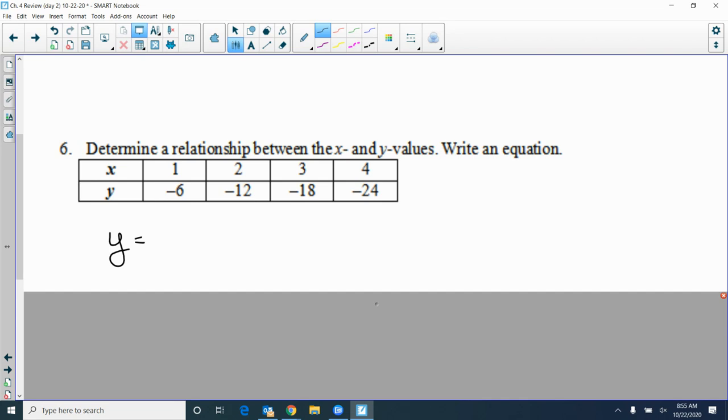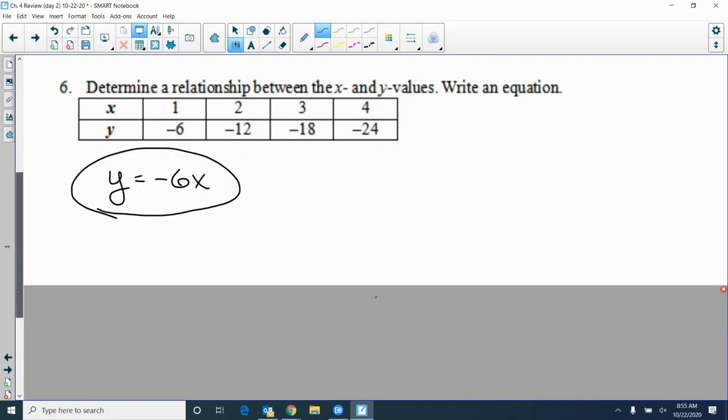Y equals -6x. Alright, he says y equals -6x. All you gotta do is plug in and see if it works. When I plug in a 1, do I get back -6? When I plug in 2, do I get back -12? When I plug in 3, do I get back -18? So that's gotta be your answer. Okay, that's gotta be your answer.